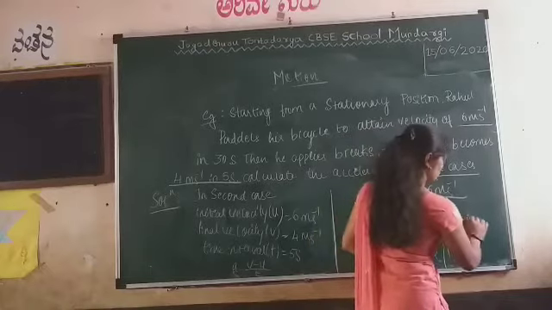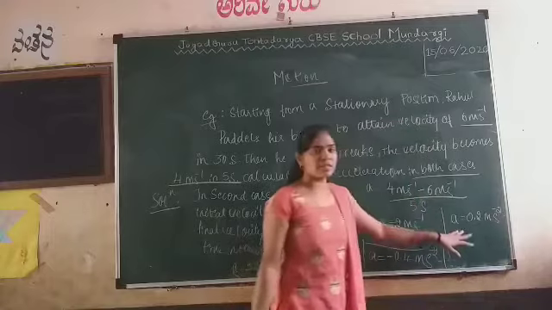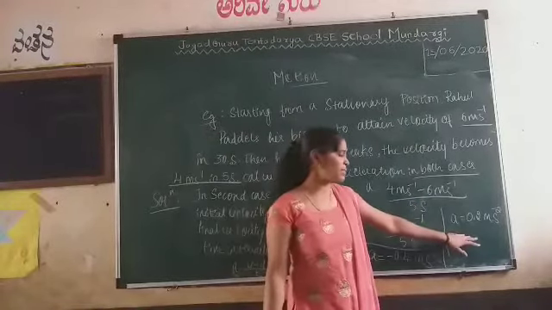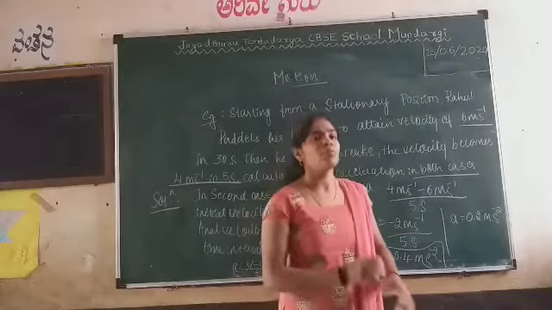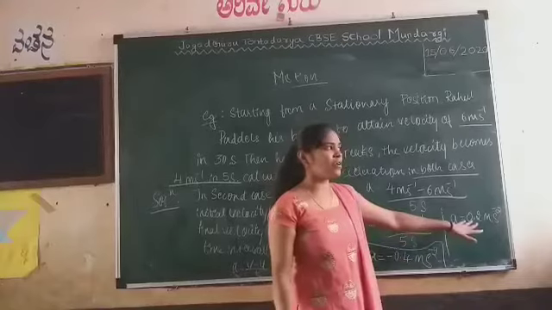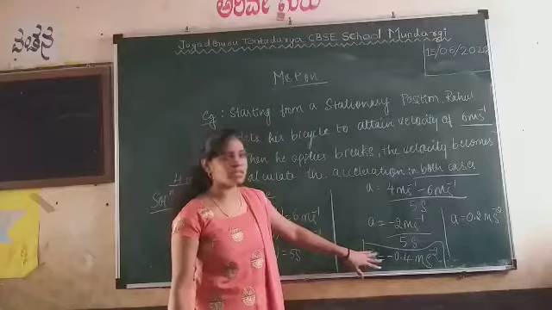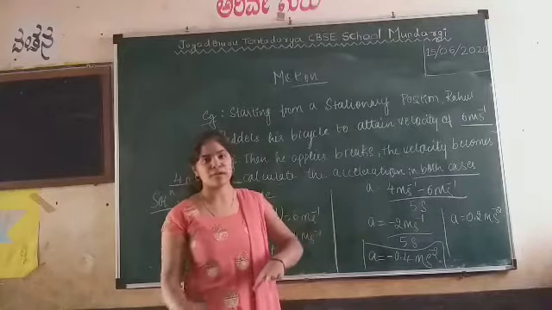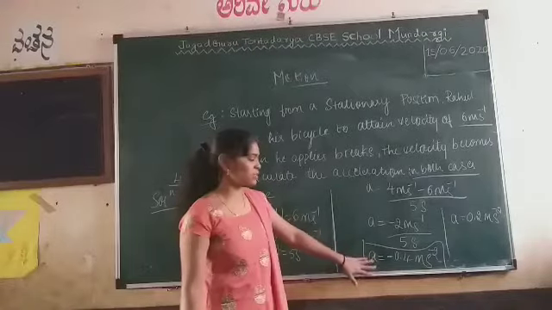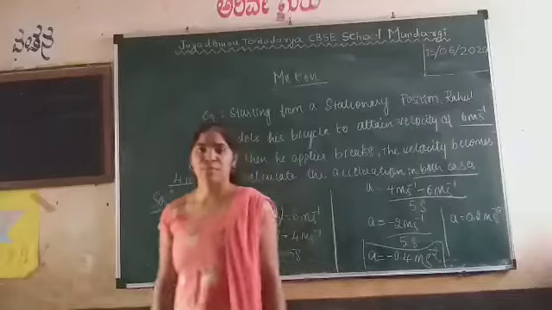In the first case the acceleration is 0.2 meter per second square. Here the acceleration is positive and here it is negative. In the first case, what happens? The acceleration is in the same direction as the velocity. But in the second case, the acceleration is opposite to the velocity. So here we get the negative direction, and in the first case we got a positive direction.